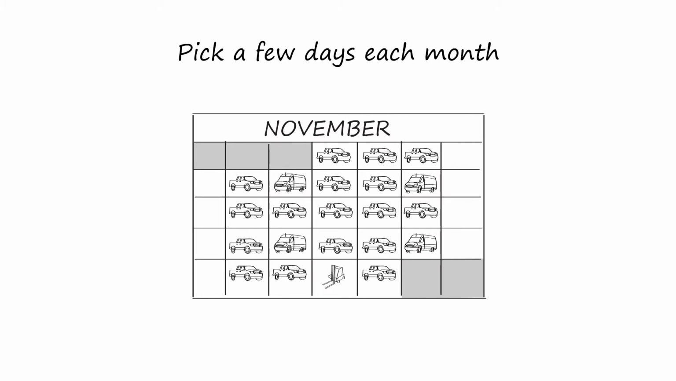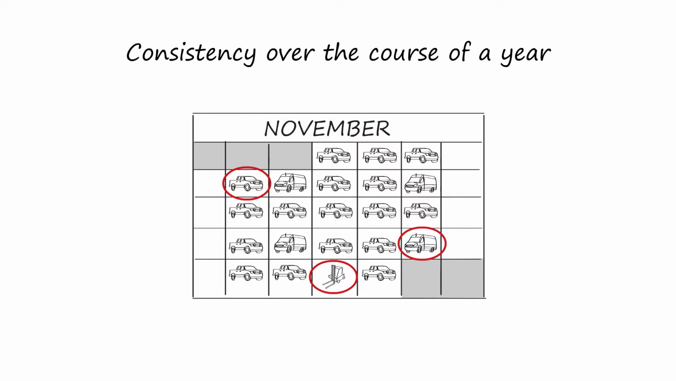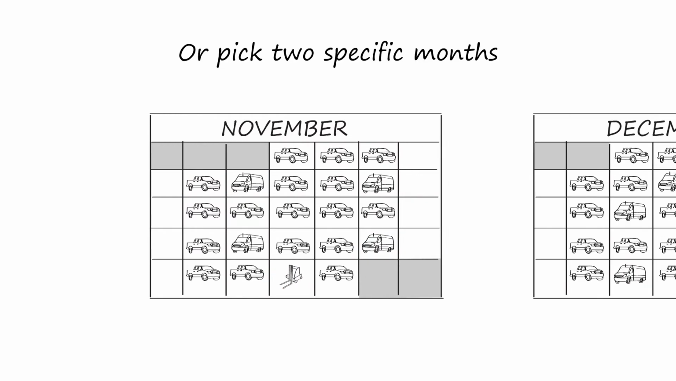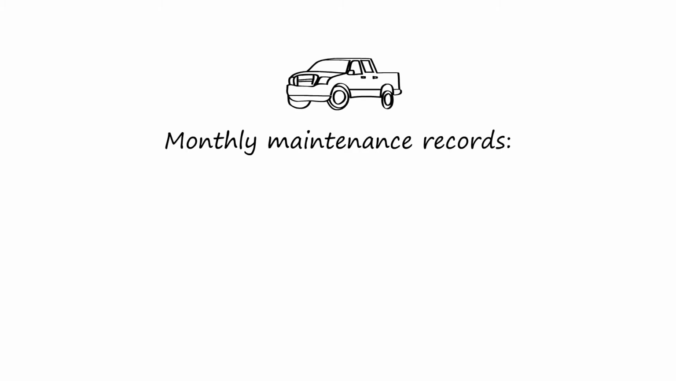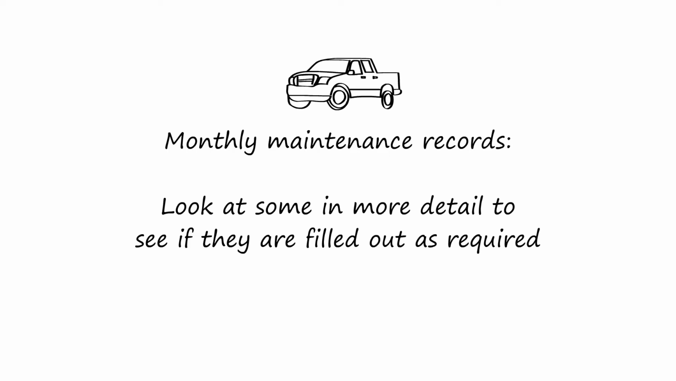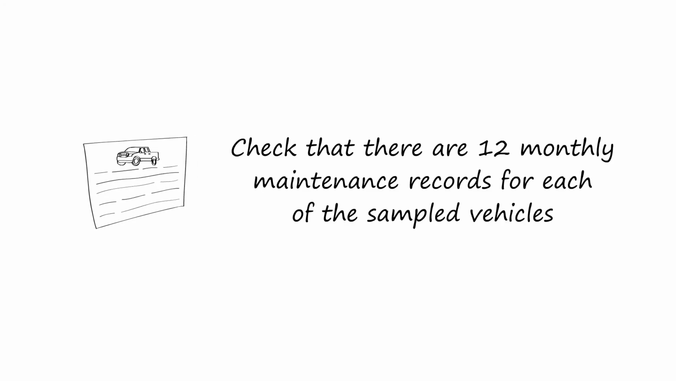You obviously can't look at every daily inspection. You could pick a few days each month and look at these more closely to get a sample that will show you consistency over the course of a year. Or you could pick 2 specific months and apply this across all the vehicles. As for the monthly maintenance records, again, you'll probably look at some in more detail to see if they are typically filled out as required. If they are properly filled out, you'll likely just check to see if there are 12 monthly maintenance records for each of the sampled vehicles over the past year.